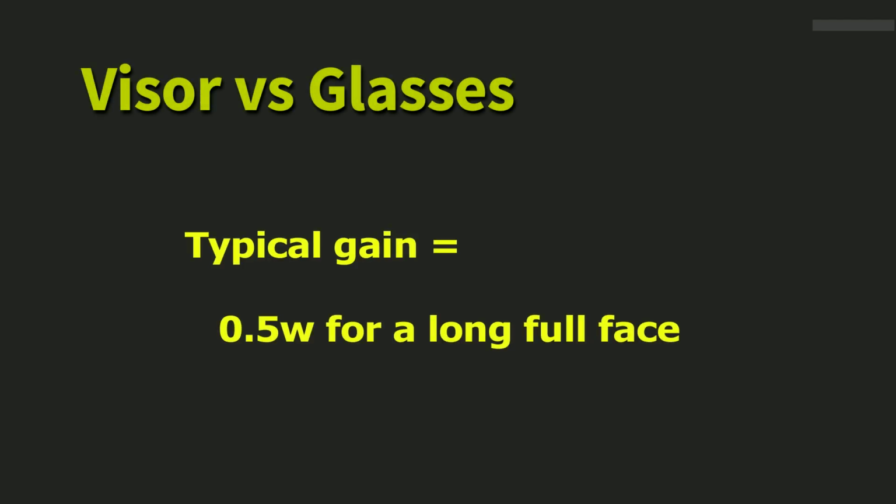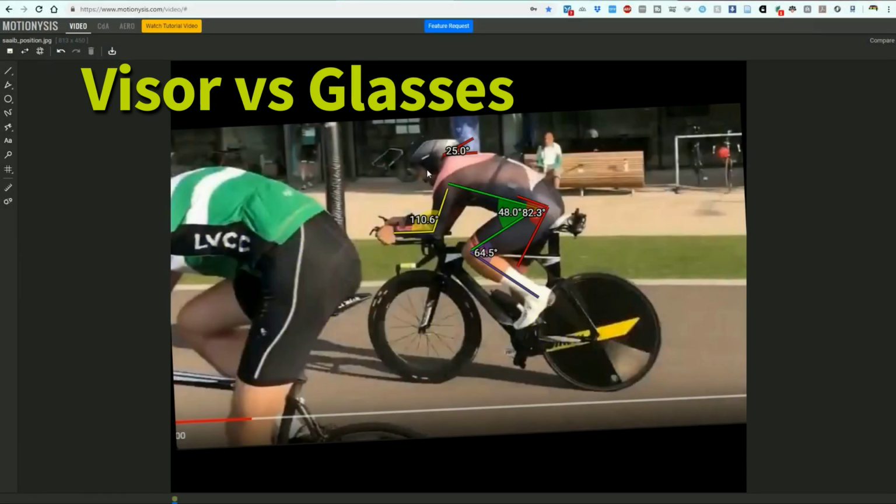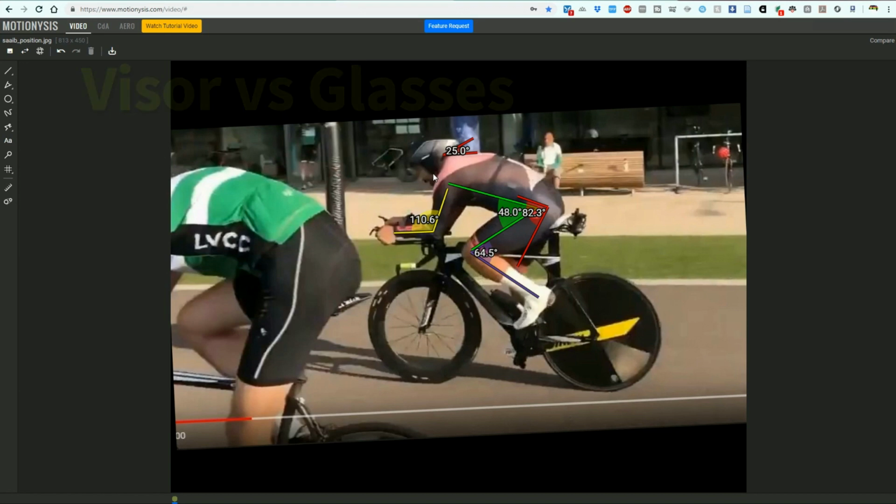Now, I personally am a fan of visors. Most wind tunnel tests show that a short visor doesn't have any big advantage over goggles, but a lot of the very latest helmets have a very full frontal visor. And I think there's 1 to 2 watts to be gained from a full visor if you wanted to go that way. Okay, that's quite a lot on your fit.